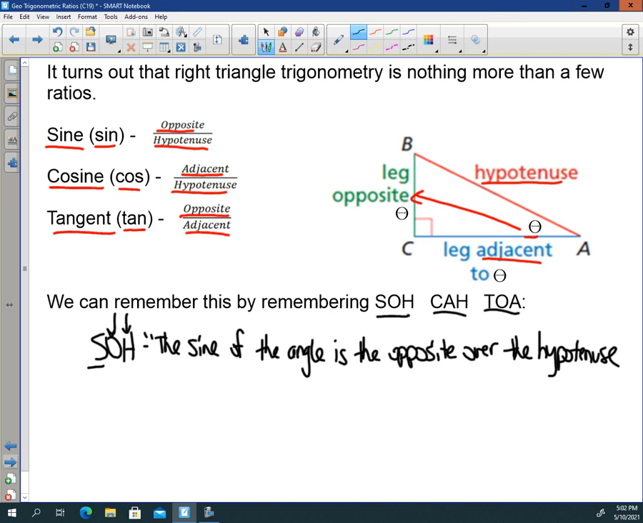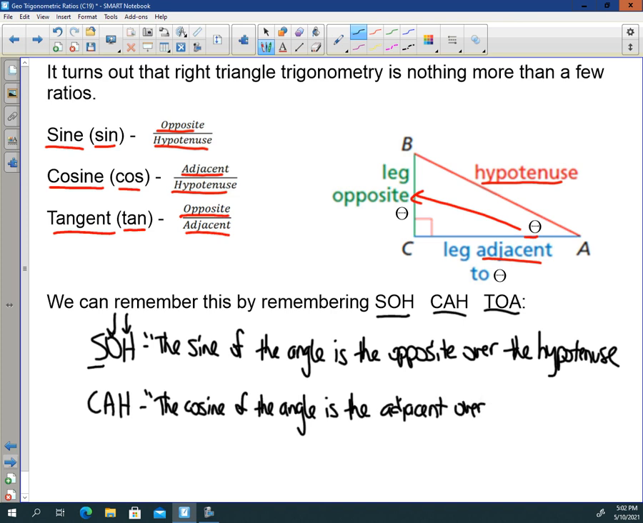And then we have CAH, and this literally says the cosine of the angle is the adjacent over the hypotenuse. These little sentences are telling you how to set up an equation, and you'll see that here in just a bit, so hang on. The cosine is the adjacent over the hypotenuse.